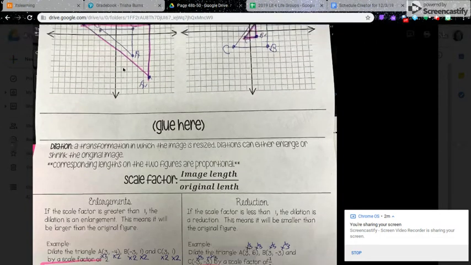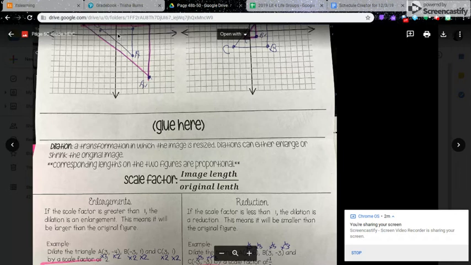A is 3, negative 4. So up here on your graph, 3, negative 4, there's your first A. B was negative 3, 1. So there was your first B. And C was 3, 1. So there's your C. So you make your triangle ABC. And then we have already talked about our new coordinates. So that is when we took everything times the scale factor. In this case, it was 2.